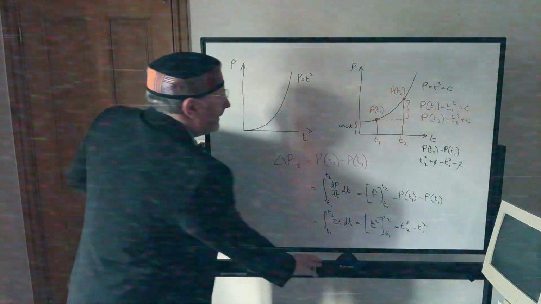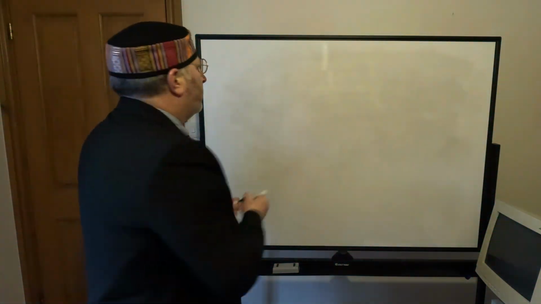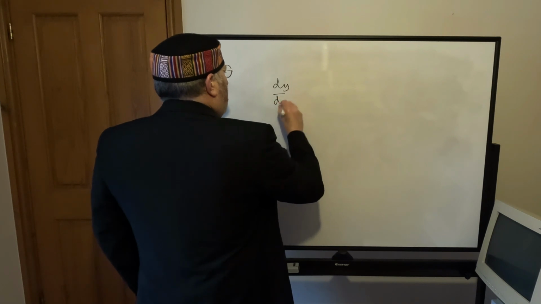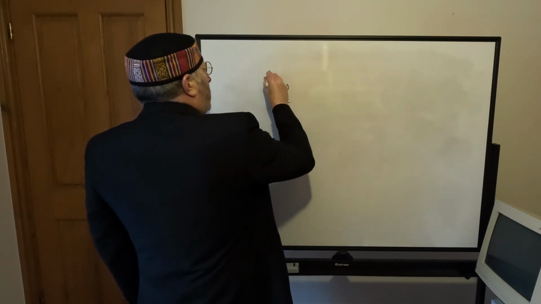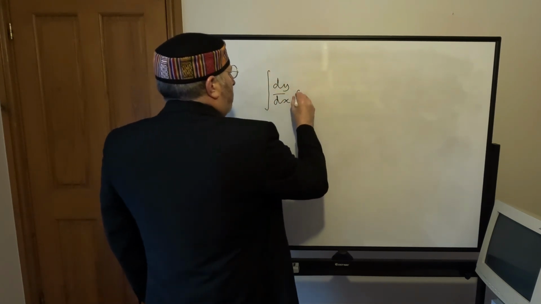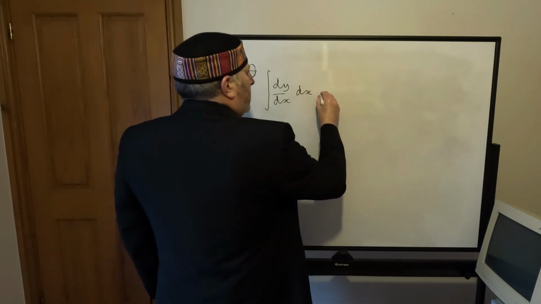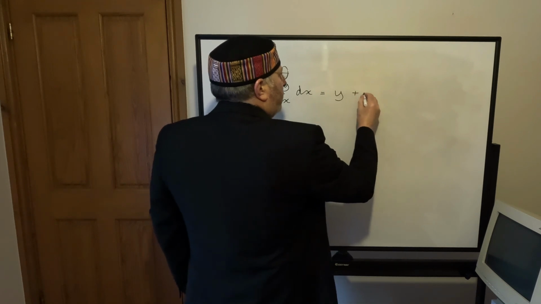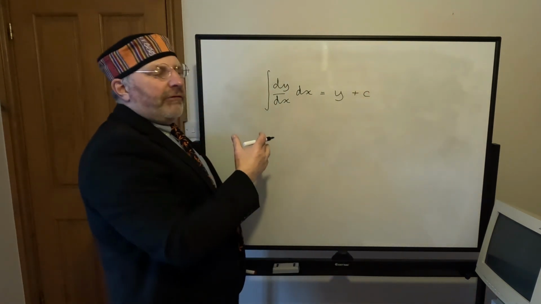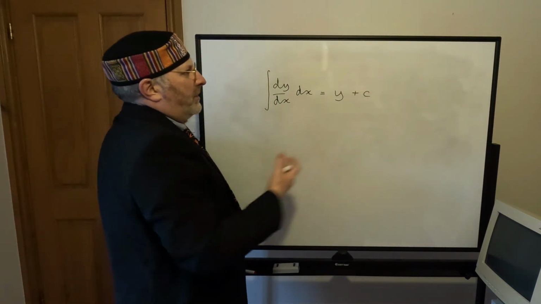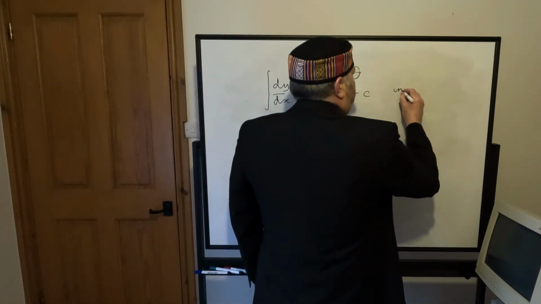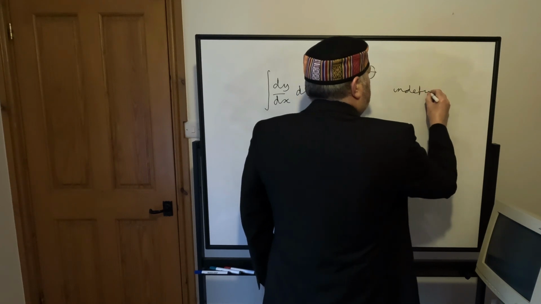And now I'll just sum up. So to summarize, if we're given a derivative, dy by dx, we can integrate it with respect to x to give the original function plus a constant that depends upon the initial condition. And this is known as an indefinite integral.